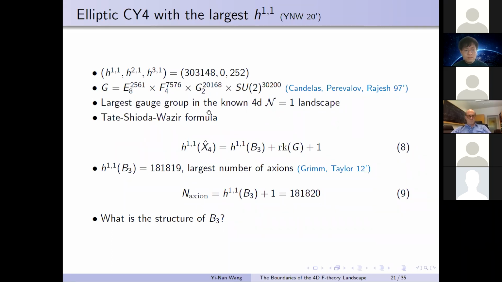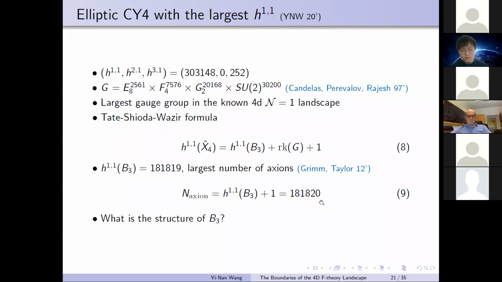Now, a very important thing, as I mentioned earlier, we can apply the Tate-Shioda formula like this. So we subtract the rank of the gauge group from the H11 of the Calabi-Yau fourfold, and we can compute H11 of the base threefold to be about 180,000. And because for F-theory, the total number of axions is equal to the H11 of the base threefold plus 1, this model then naturally leads to the 4D N=1 theory in the landscape with the largest number of axions as well. Okay.